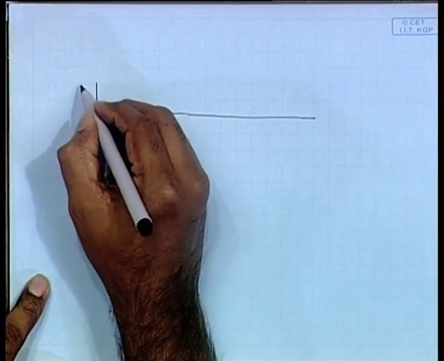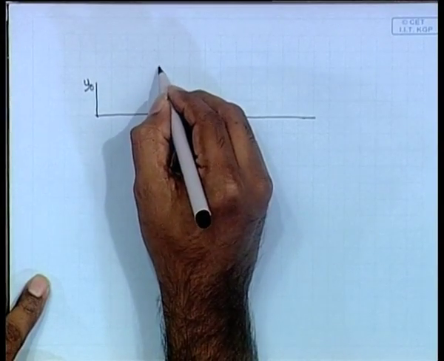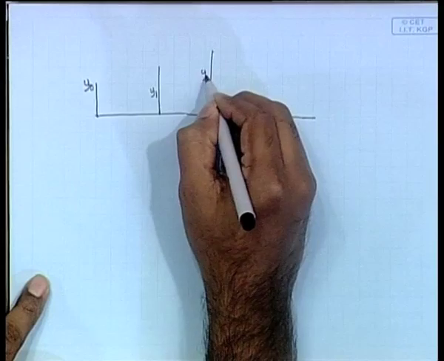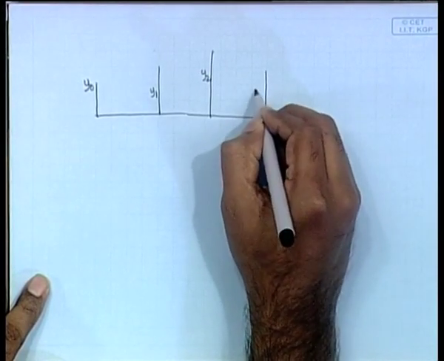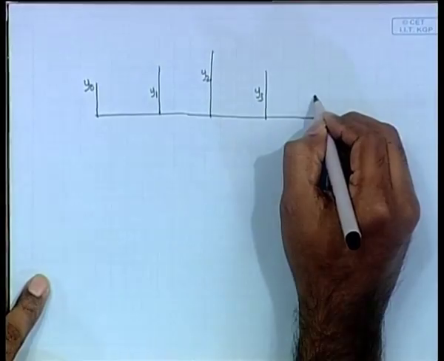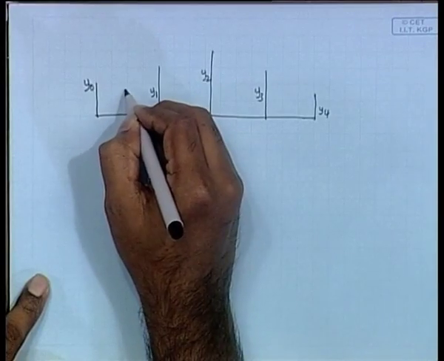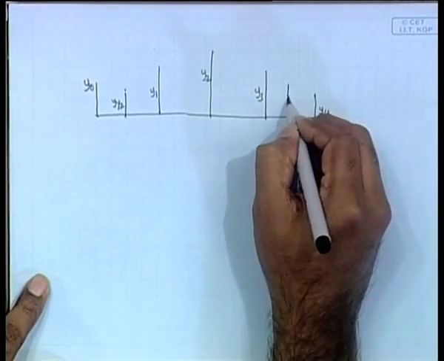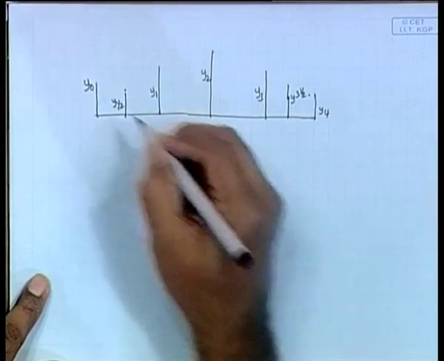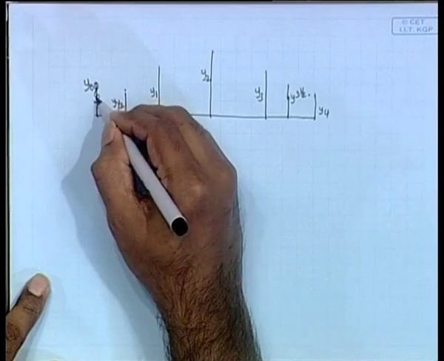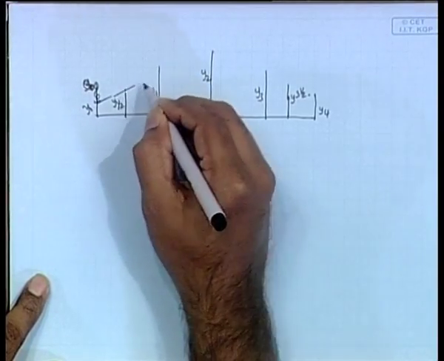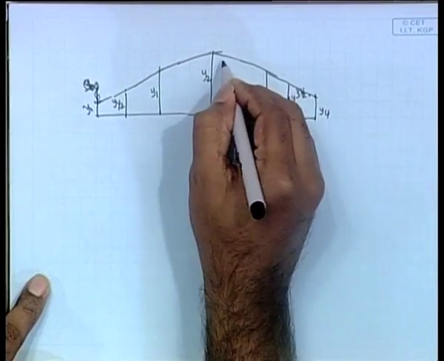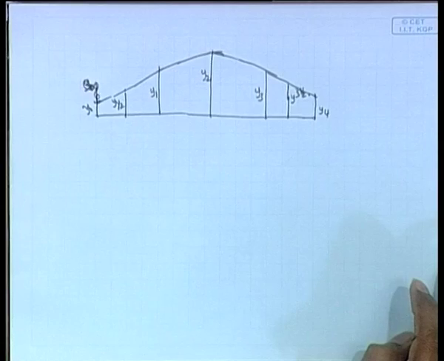You have y0, you have y1, y2, some y3 and y4, and here you have y half, and here you have y 3 and a half. So let me say this is y0, just to make a smooth curve. It's something like this. This is the curve, and you are now asked to find the area of this section.